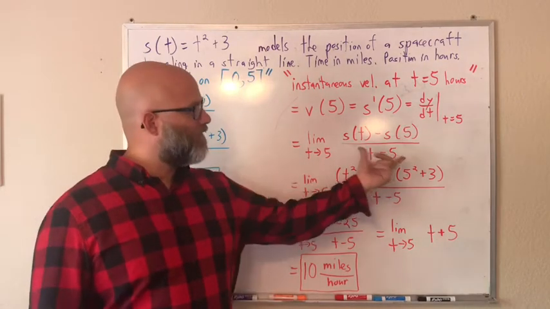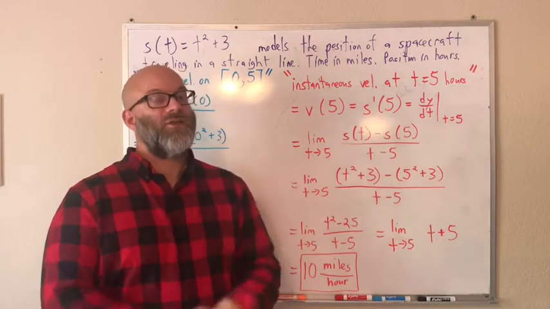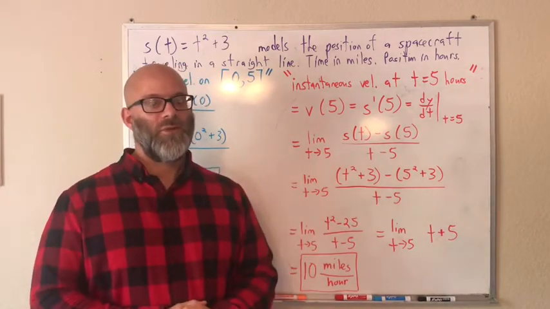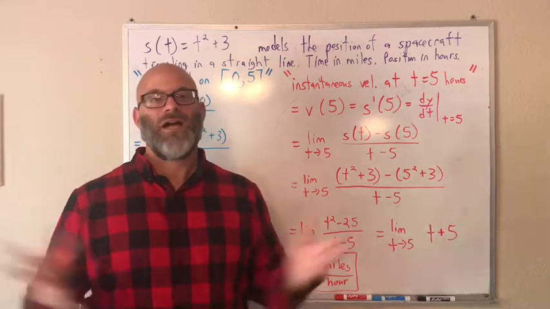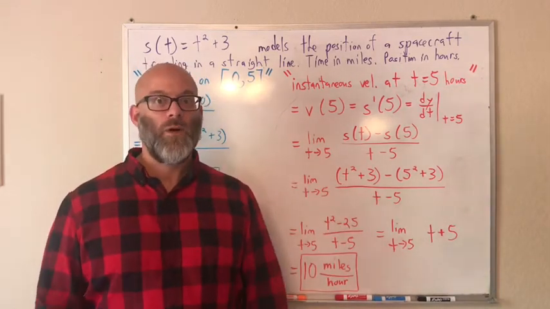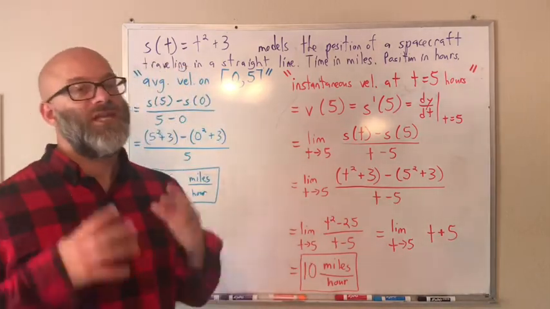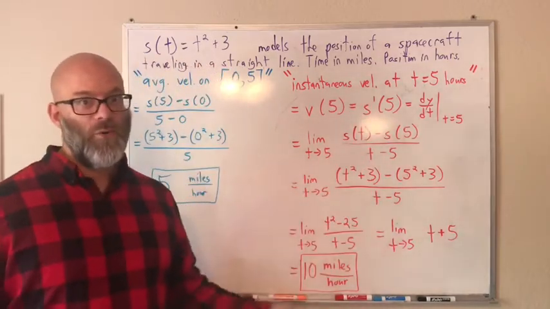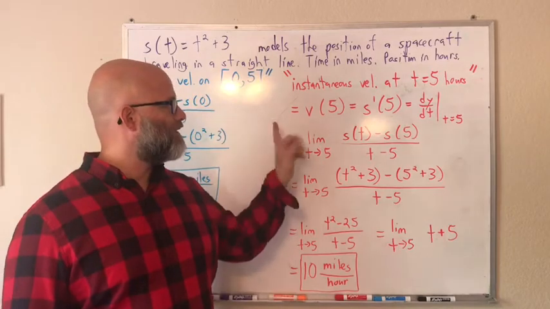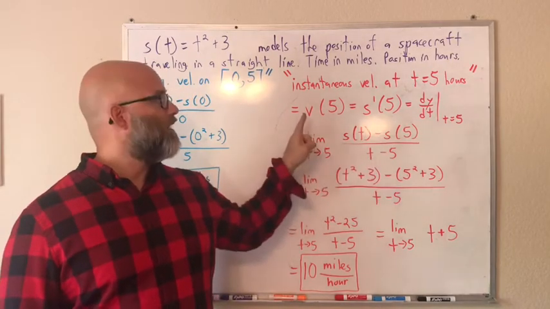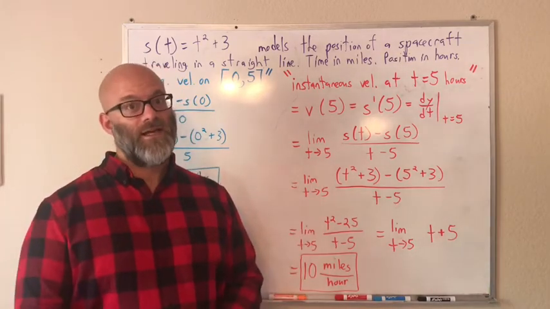So by sticking this limit in front of this difference quotient, I still have 2 points, 1 and 2. I can still get a slope between those 2 points, right? But that slope is now, might as well be, at exactly one particular instant, because these 2 points are infinitely close. So let's get the notation going, because this is the derivative at a point. Instantaneous velocity at time t equals 5 hours, commonly in science, is written v of 5. What does that mean? It means the instantaneous velocity at time 5.